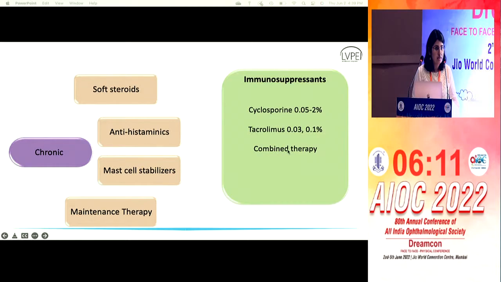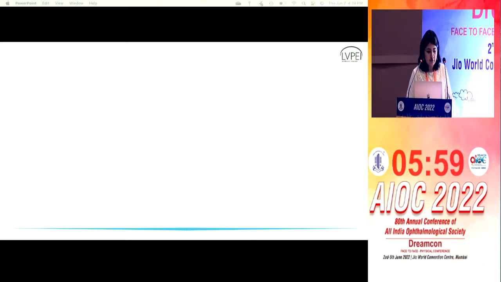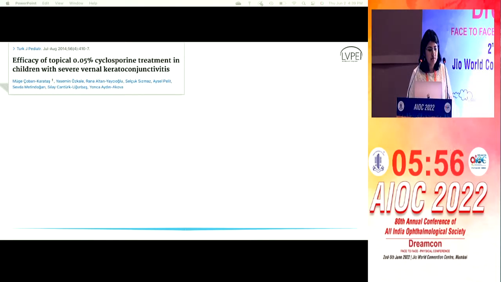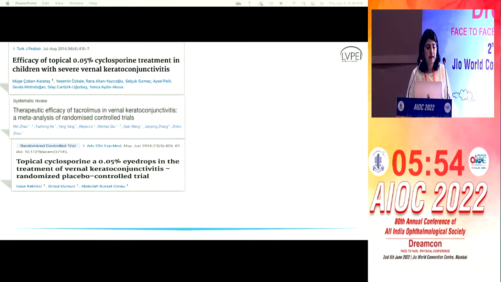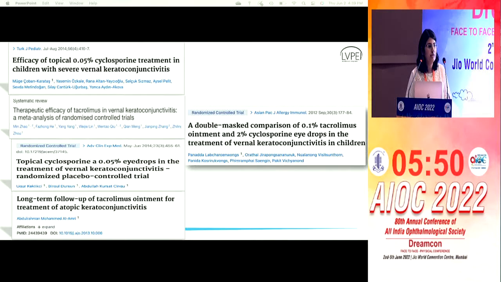Both are calcineurin inhibitors and they inhibit the effect of T cells. These are the concentrations in which the drugs are available. Again, these medications also take around 4 to 6 weeks for their onset of action, and so they have to be combined with topical steroids when they're initially given. There are several studies which have looked into the efficacy and established the safety and efficacy of these medications, and comparative trials have not found any difference between cyclosporin and tacrolimus in the use for VKC.